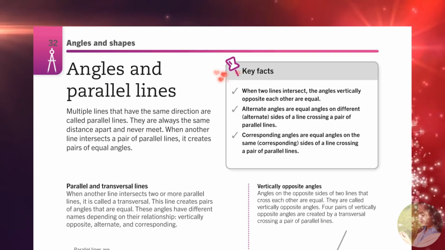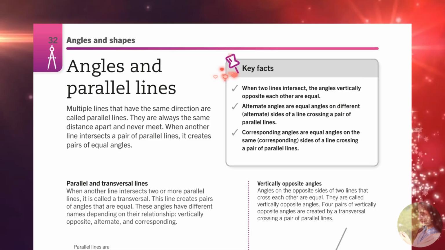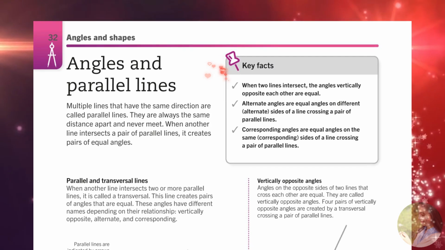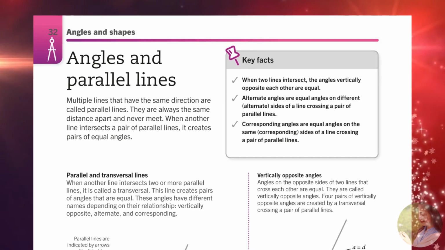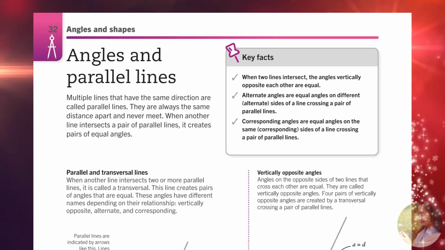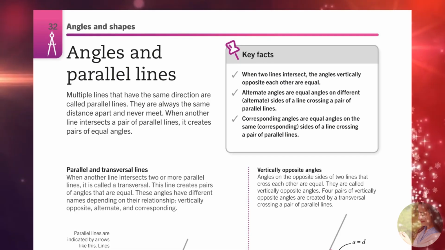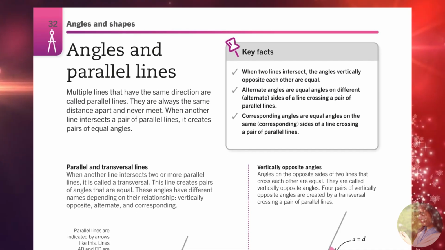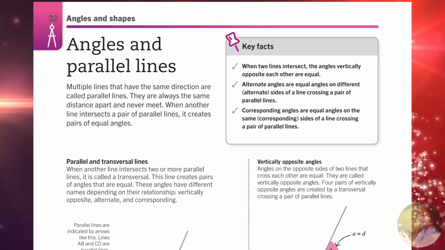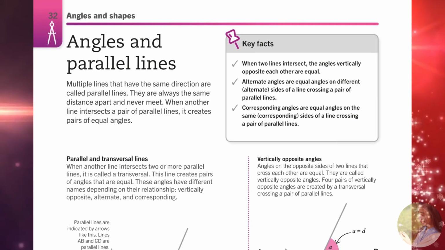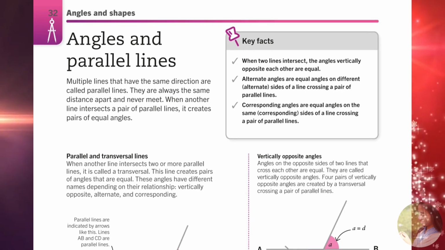Key facts: when two lines intersect, the angles vertically opposite each other are equal. Alternate angles are equal angles on different or alternate sides of a line crossing a pair of parallel lines. Corresponding angles are equal angles on the same or corresponding sides of a line crossing a pair of parallel lines.